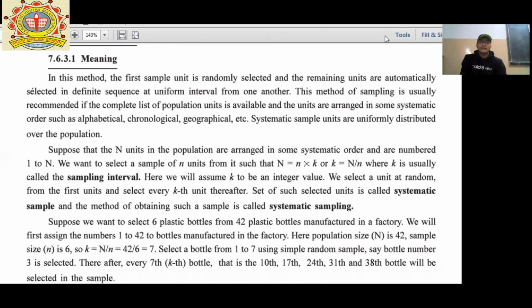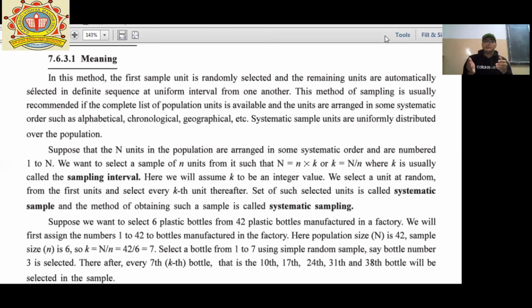Suppose we want to select 6 plastic bottles from 42 plastic bottles that are manufactured in a factory, and we want to check the quality of it. So first of all, arrange the 42 plastic bottles, and we have to select 6 bottles. So 42 divided by 6 comes to 7. So from 1 to 7 I have to select one.